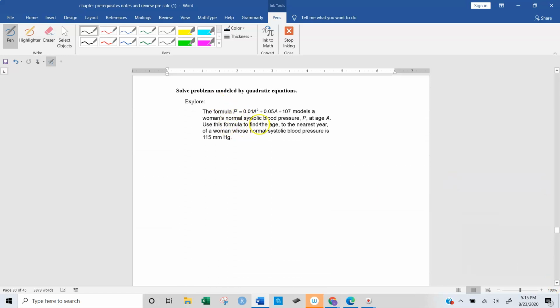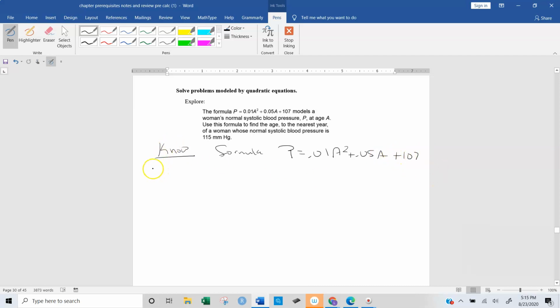All right, let's look at our story problem. So what do I know? Let's read this. They're going to give us a formula, which is nice: P equals 0.01 a squared plus 0.05 a plus 107. By the way, you should have paused this and tried it by yourself first. If you haven't, do that now.